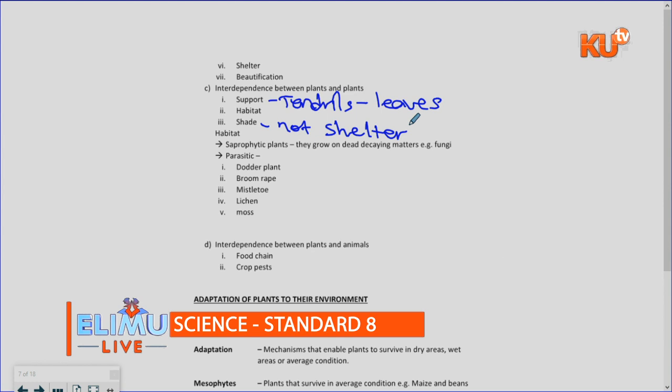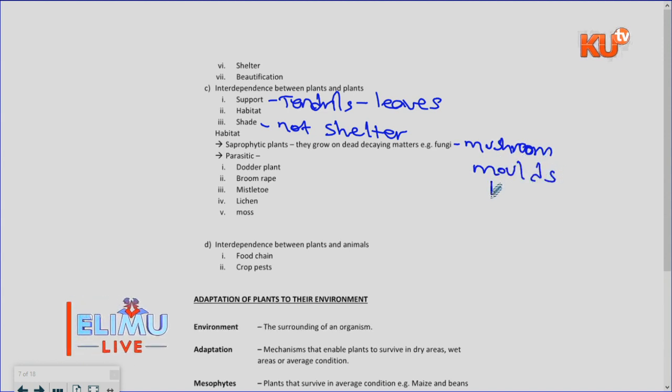We have habitat, where an animal lives, and we have shade. When we talk about habitat, we can talk about saprophytic plants, and these are plants that grow on dead, decaying matter. So examples of saprophytic plants, we have fungi. When we talk about fungi, you can talk about mushroom, we can talk about molds, we can talk about puffballs, we can talk about toadstools. So these are examples of saprophytic plants, which are fungi. So we have toadstools as examples.